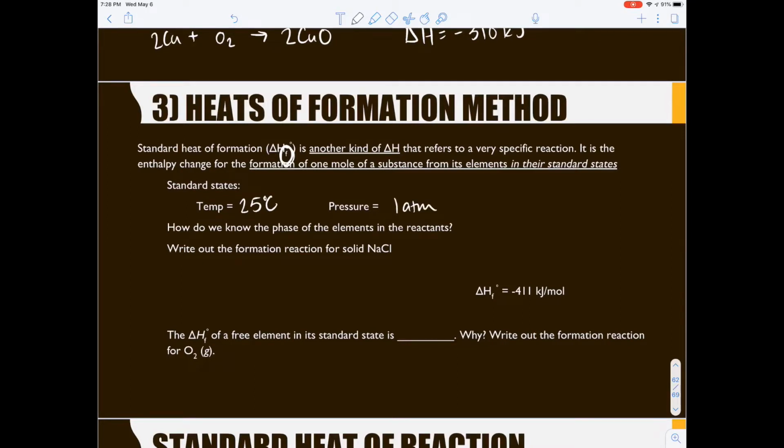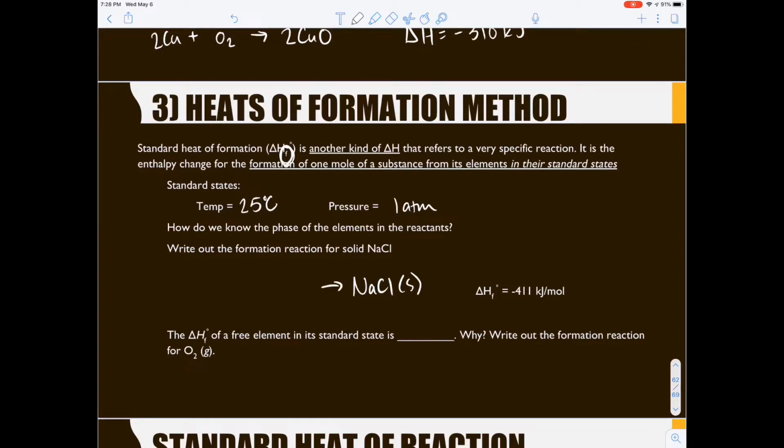Okay, how do we know the phases of the elements in the reactants? Lulu? The periodic table that you can't see but have committed to memory. Good. Okay, so let's write out the formation reaction for solid NaCl. Okay, formation reaction, forming NaCl, solid. So forming NaCl means that's going to be our product.